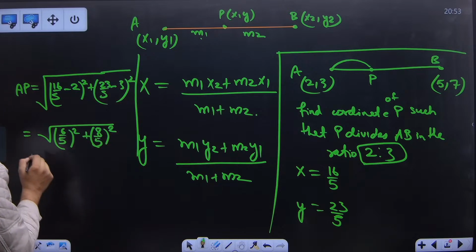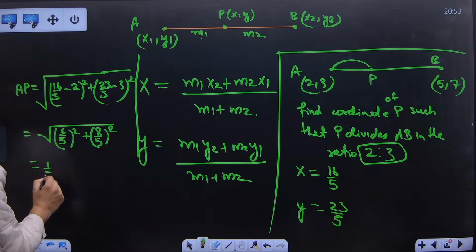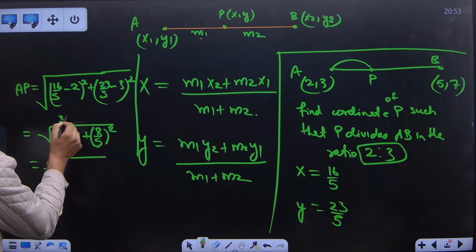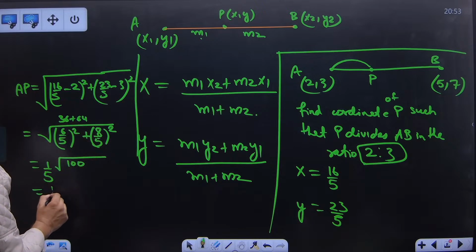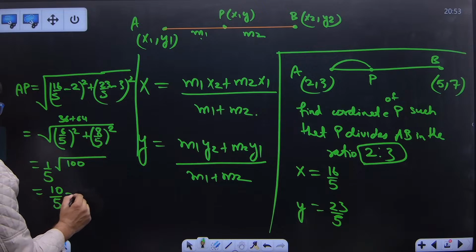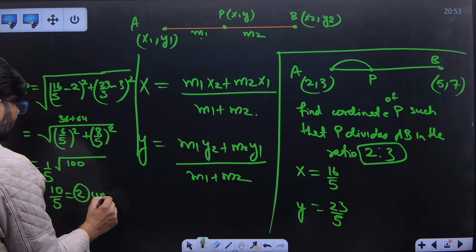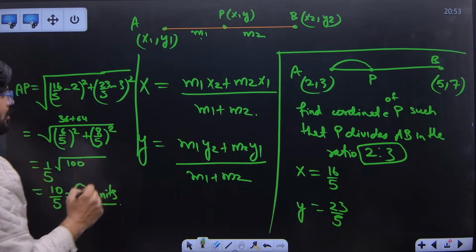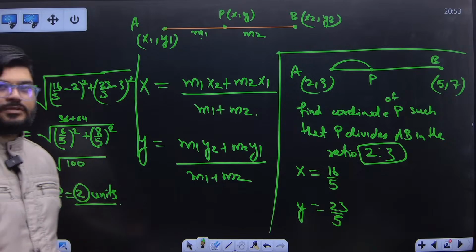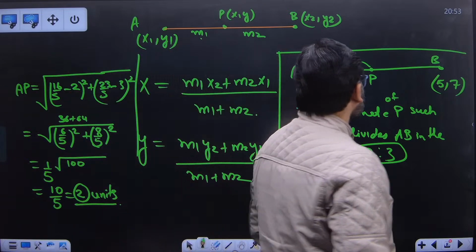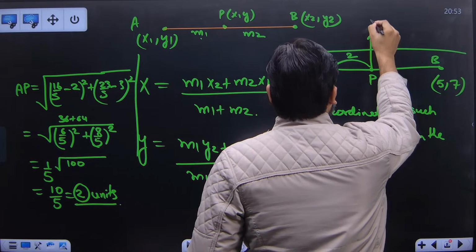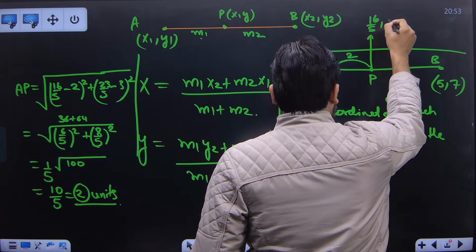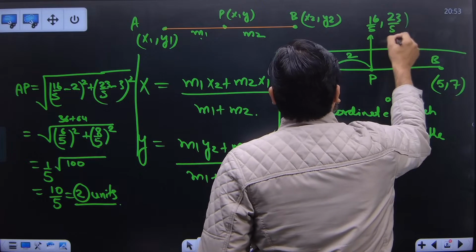So 1 by 5 will come out because 5 is in the bottom. And what is 6 square? This is 36. What is 8 square? It is 64. So this will become 100. So 10 will come out. So it will be 10 by 5, which is equal to 2 units. Can you see what the distance is? 2 units. This came out to be 2 with the point that you mentioned, 16 by 5 comma 23 by 5.